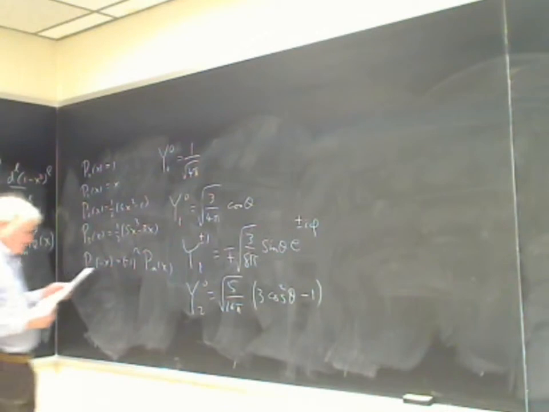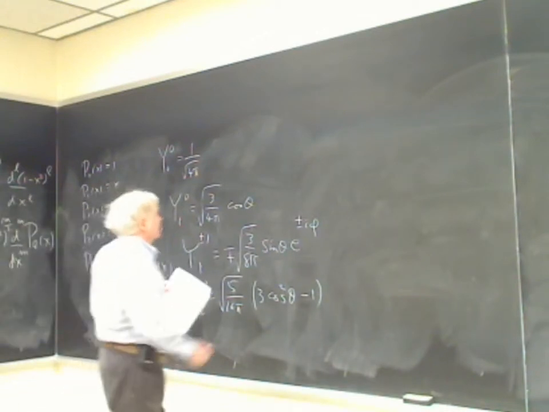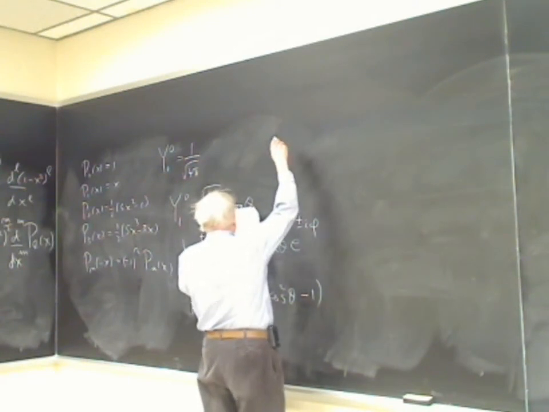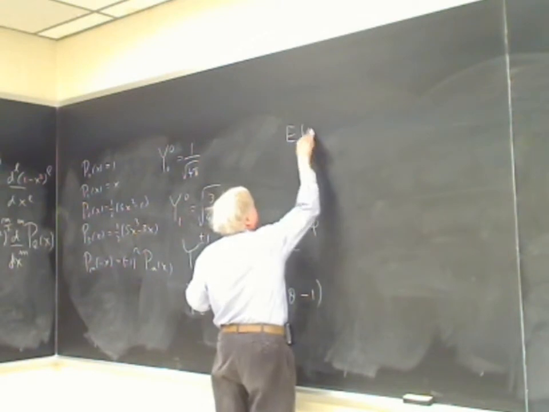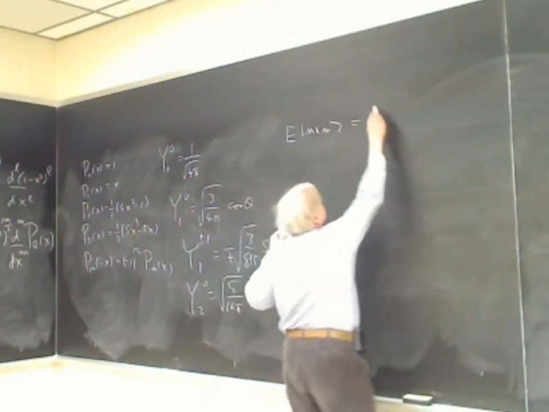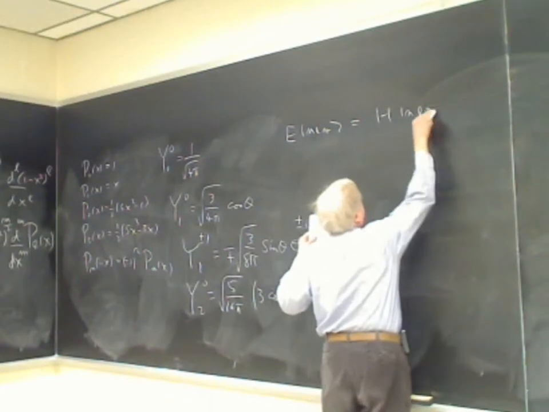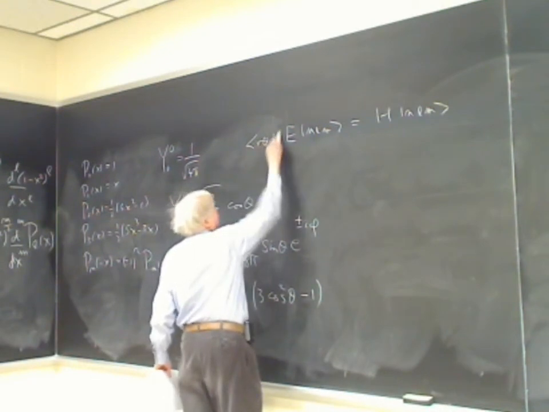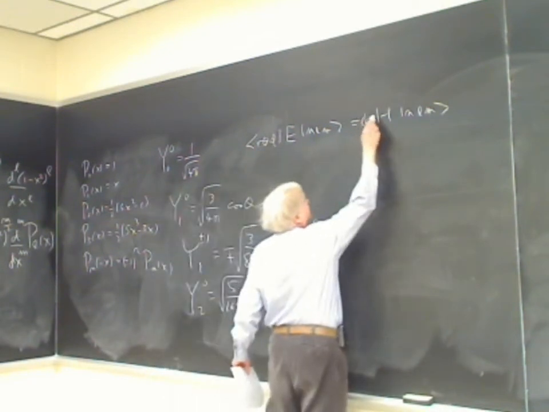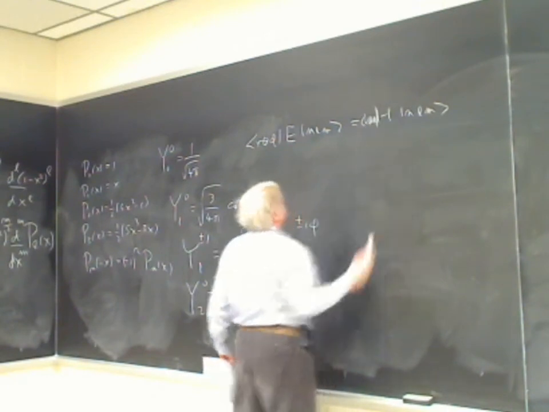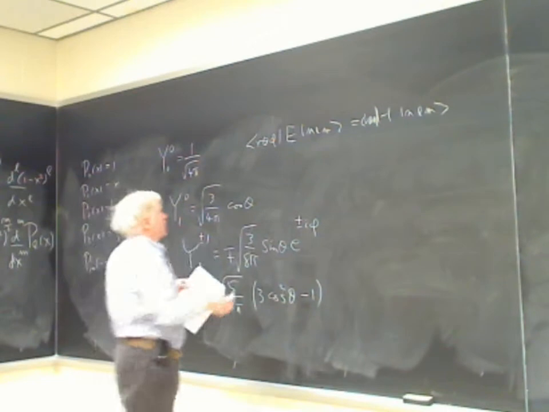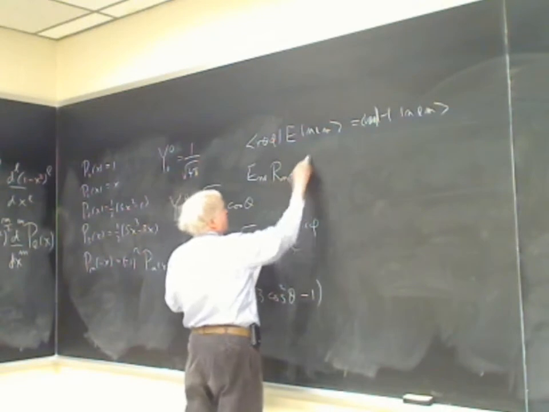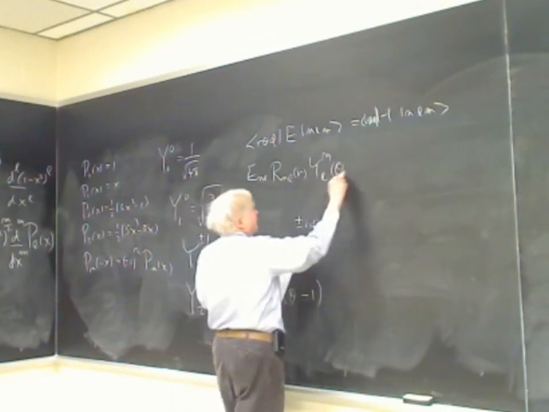Now the equation. I guess I'm going to write it backwards. E_nlm psi_nlm is H psi_nlm. Now if we take the inner product here with R, theta, phi, what we get here is E_nl R_nl(r) Y_lm(theta, phi).